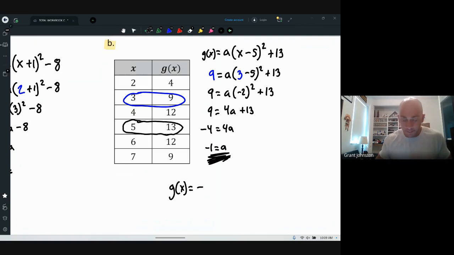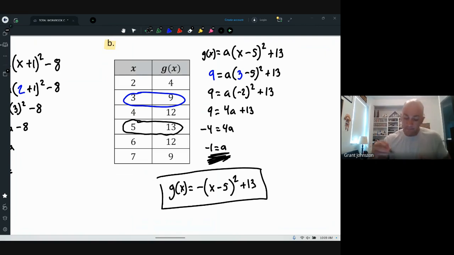You could put a 1 there, but a lot of times in math, they don't show that 1 there. So I'm just going to put negative (x minus 5) squared plus 13. And there you go. So that's how you write it in vertex form from a table. It's actually the same method as with the graph.